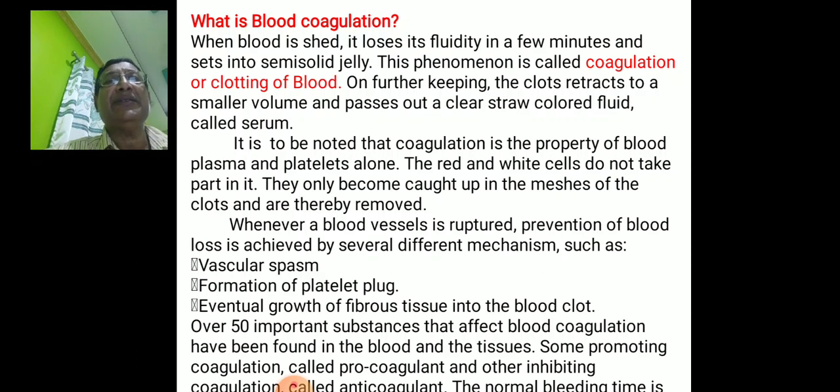Next, whenever a blood vessel is ruptured, prevention of blood loss is achieved by several different mechanisms, such as vascular spasm, formation of the platelet plug, and eventual growth of fibrous tissue into the blood clot. Over 50 important substances that affect blood coagulation have been found in the blood and the tissues. Some promote coagulation, called procoagulants, and others inhibit coagulation, called anticoagulants. The normal bleeding time is 2 to 5 minutes.